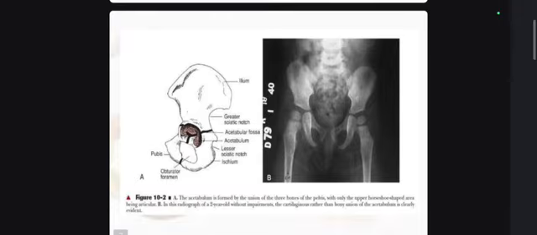In this image, the first image shows the acetabulum is formed by the union of the 3 bones of the pelvis with only the upper horseshoe shaped area being articular. And the second image, that's not an image, it's a radiograph. In this radiograph of a 2-year-old without impairments, the cartilaginous rather than bony union of the acetabulum is clearly evident.